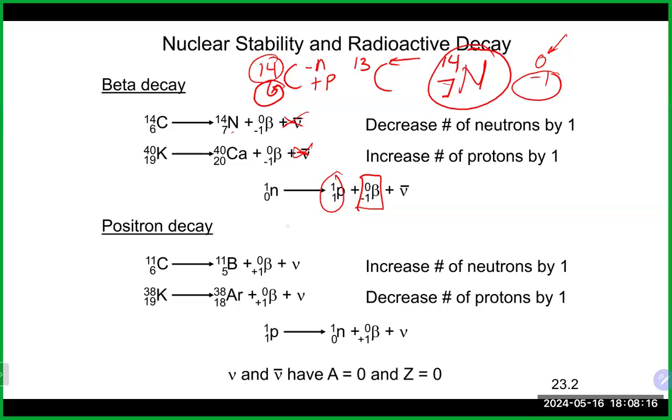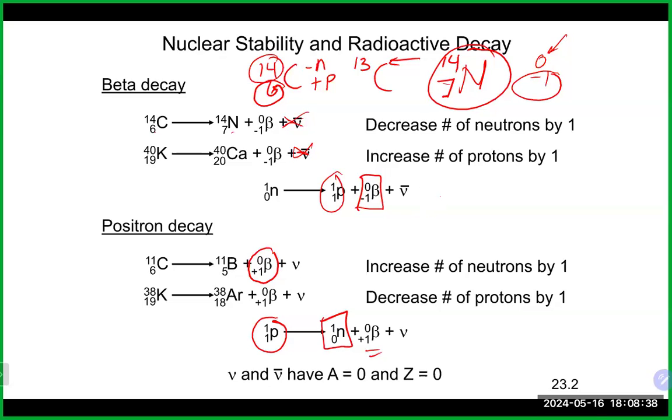Positron, here's our positron, which again looks very similar to our beta particle. In this case, it's sort of the opposite. We're taking a proton and we're going to make a neutron. The result of that is our positron particle will be released. Overall, the change is going to be nothing happening in our mass number.